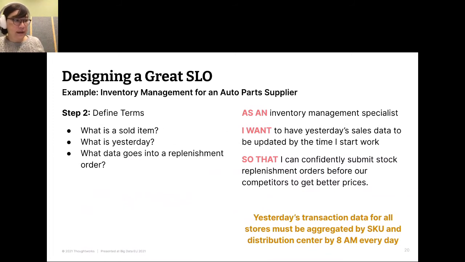Is a sold item a thing that was actually charged at point of sale, or is a sold item something that was purchased online? How do we do that? And what data do we actually need to fulfill our replenishment order?